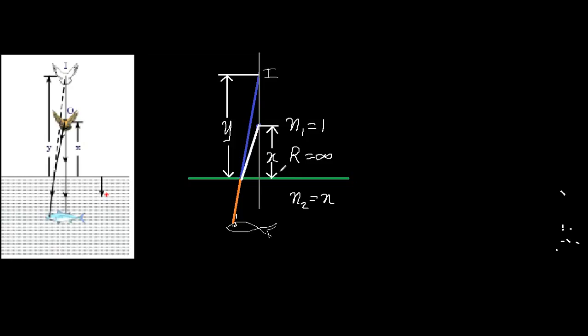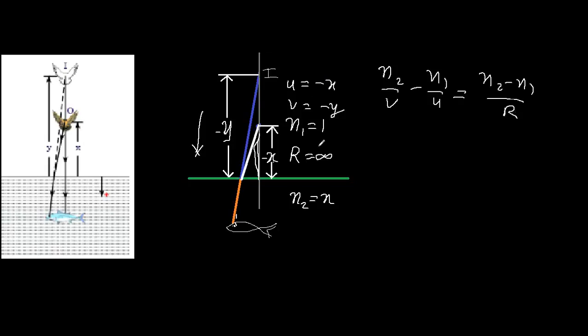The object distance and image distance are measured from this point upwards. Rays are coming downwards, the incident ray is downwards, and distances are taken from this point in the upward direction. Therefore, X and Y should be taken as negative. This is minus X, this is minus Y. So object distance U equals minus X and image distance V equals minus Y.